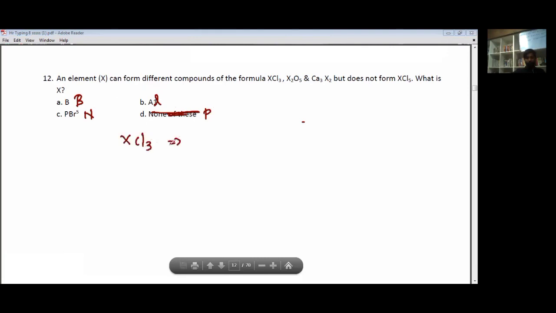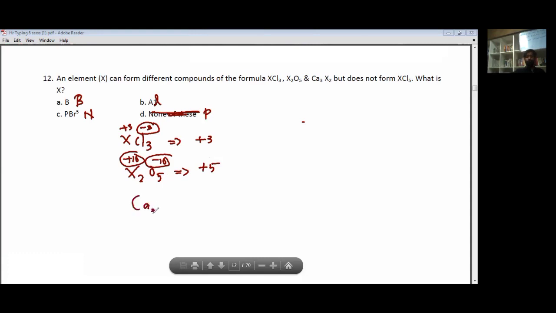XCl3, what is the oxidation state of X? These 3 chlorine have to offer -3, so X has to offer +3. So X, the oxidation state is +3. What about the next? X2O5. Okay, so these have to offer -10. So here is +10. But the +10 is from 2X. So a single X has oxidation state of +5.